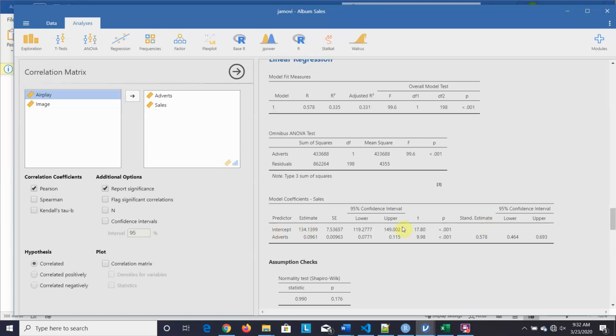So our intercept is kind of where our mean would be, so we're going to go to 0, so there's no estimate there. And then our adverts, that's our slope, and not surprisingly, we only have one independent variable, one dependent variable, and there's that 0.578, which matched our correlation. So when we only have one variable, our standardized estimate is the correlation between adverts and sales.